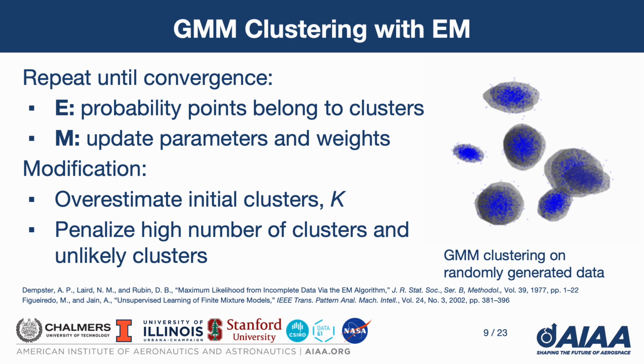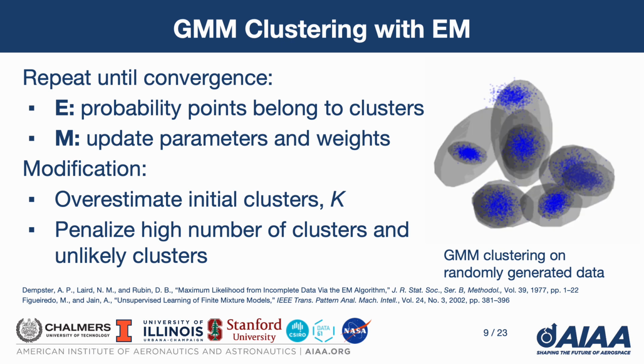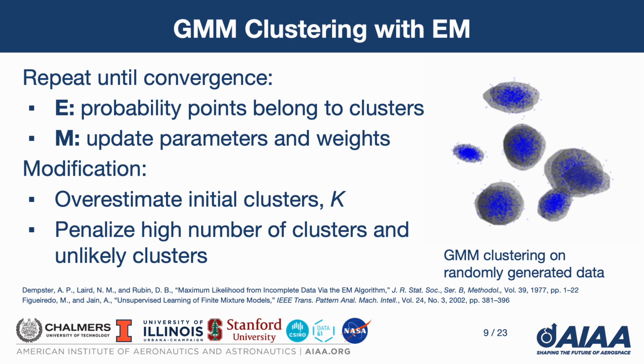Clustering is done with an expectation-maximization algorithm. In the expectation step, we find the probability that every point belongs to every cluster, and in the maximization step, the parameters and weights are updated to maximize the likelihood that each point is assigned the correct cluster. However, the classic EM algorithm assumes the optimal number of Gaussians to use, k, is known. Since k is unknown, it is initially overestimated, and the M step is modified to iteratively reduce the number of Gaussians by removing clusters with too few points associated with them. An example of the algorithm fitting randomly generated data is shown on the right.